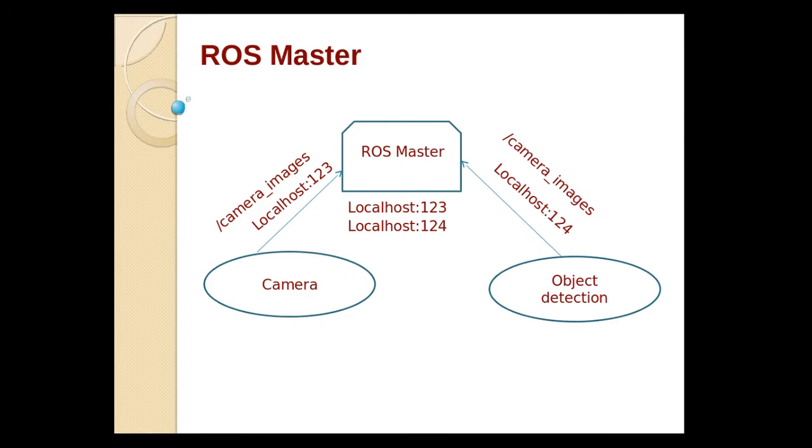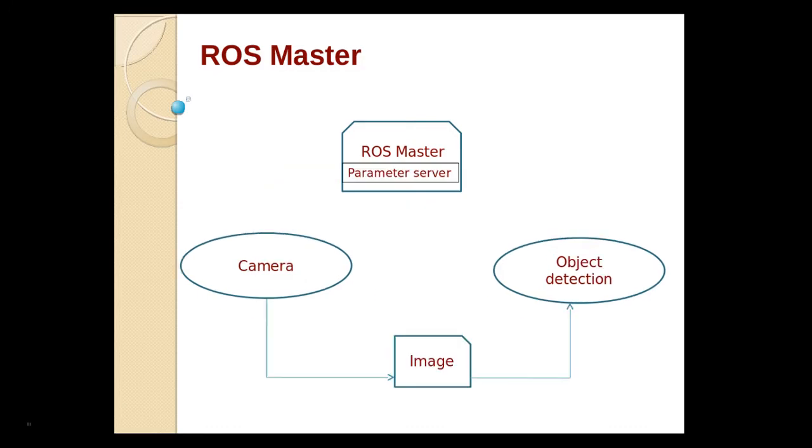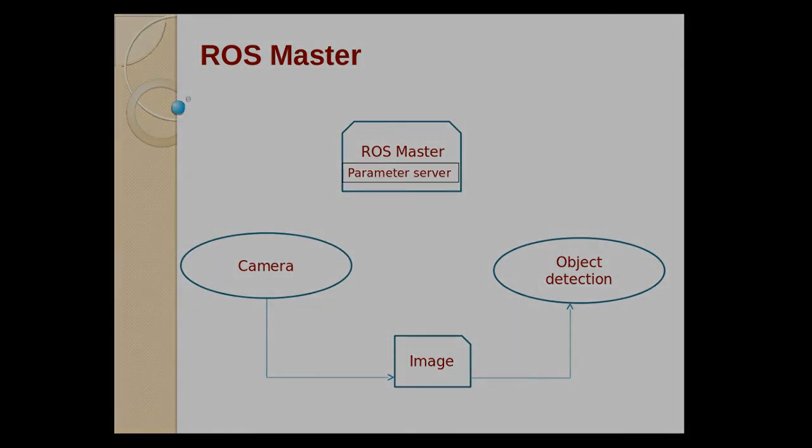Now that the topic camera images has both a publisher and a subscriber, the master notifies the camera node and the object detection node about each other's existence, so that they can start transferring images to one another. Once these nodes have located each other, they communicate with each other peer-to-peer.